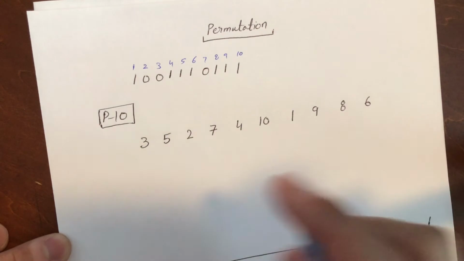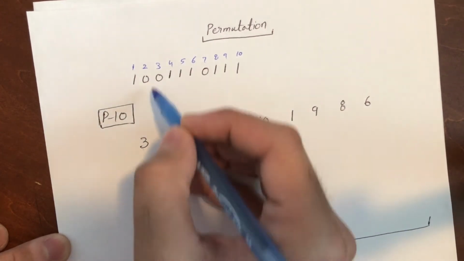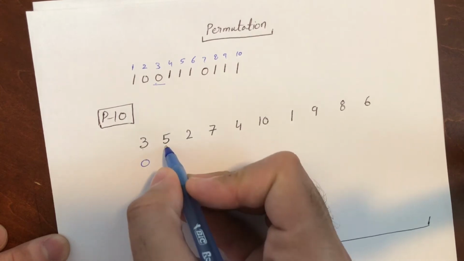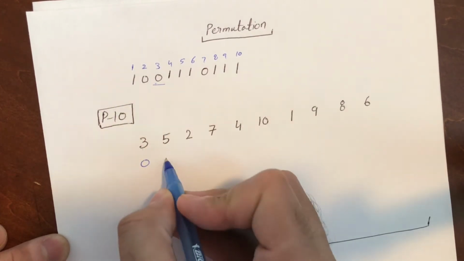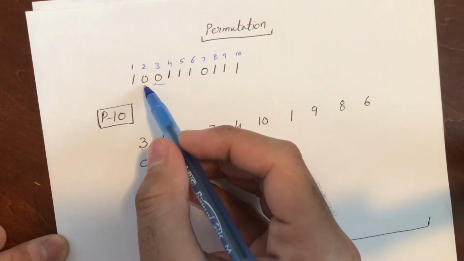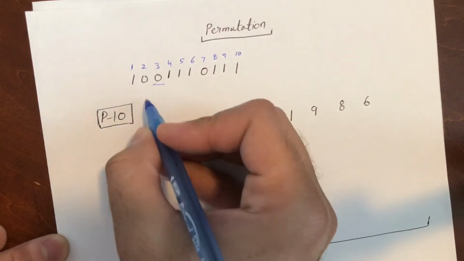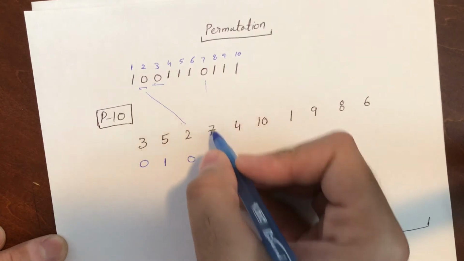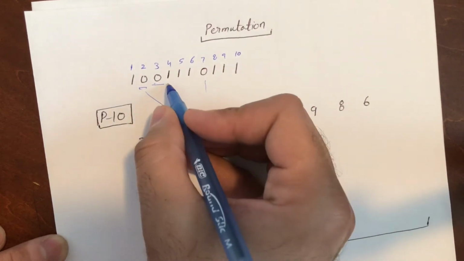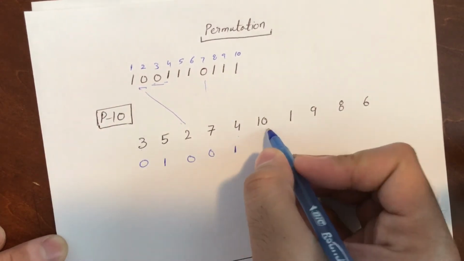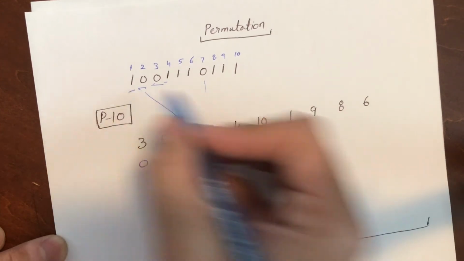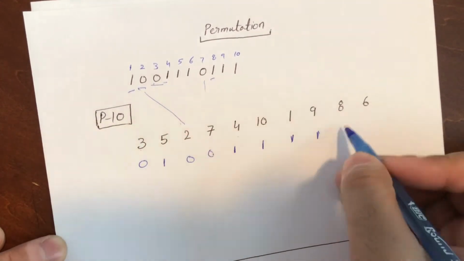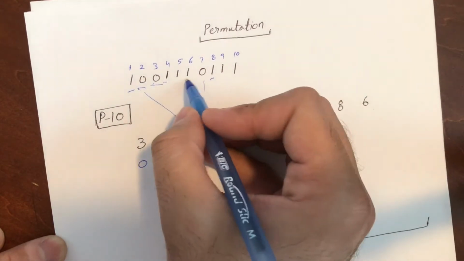So what does it mean? It means the bit at third position will come down here. Bit at third position is 0. Bit at 5th position will come down here, which is 1. Bit at second position, which is 0, will come down here. Bit at 7th position, bit at fourth position, it's 1. Bit at 10th position is 1. Bit at first position is 1. Then 9, 1, 8, 1, 6, 1.